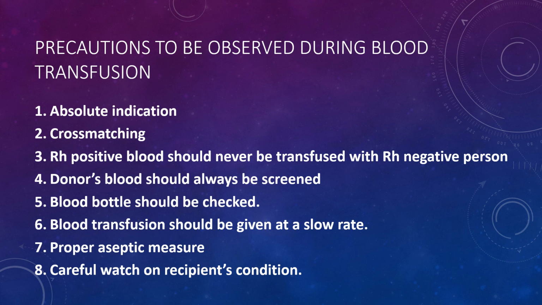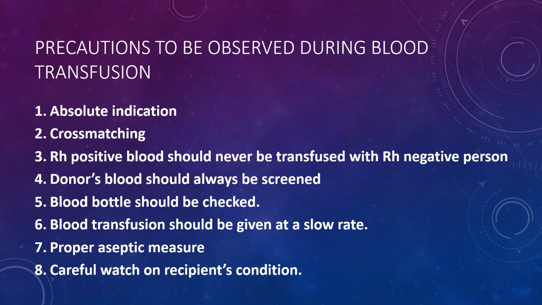The precautions to be observed during blood transfusion: one, it is always important to do blood transfusion only for absolute indications, because there are certain absolute indications and certain relative indications. But the blood transfusion should always be carried out for absolute indications. Then the blood must be cross matched before the transfusion. So what is cross matching? There are two types: major cross matching and minor cross matching.